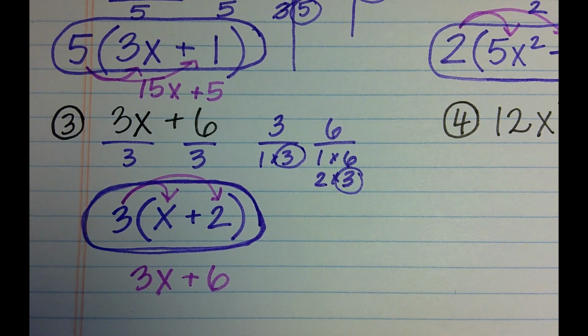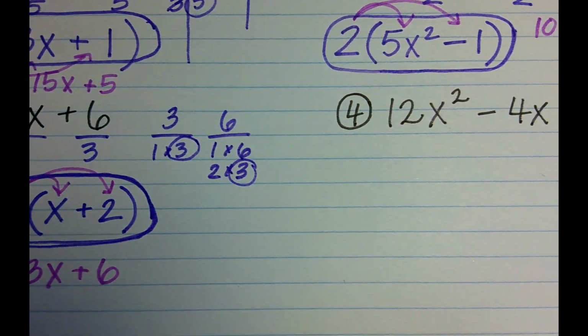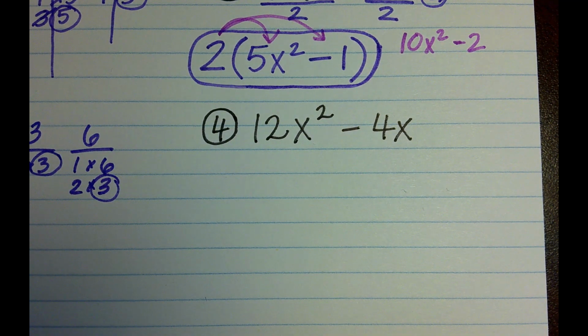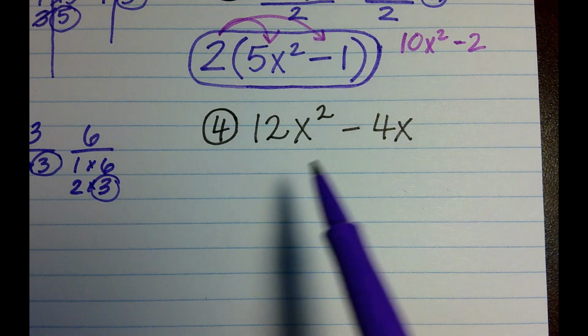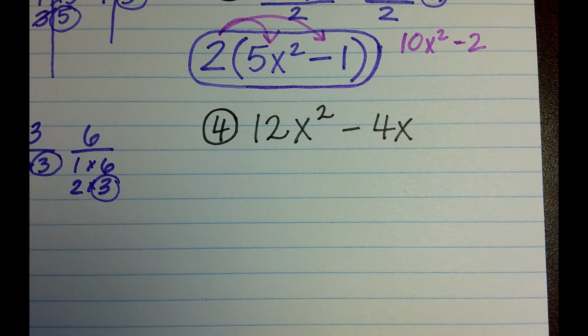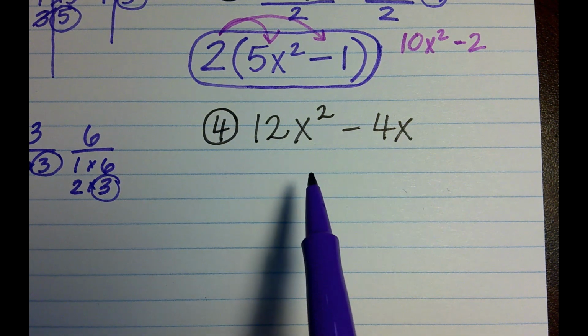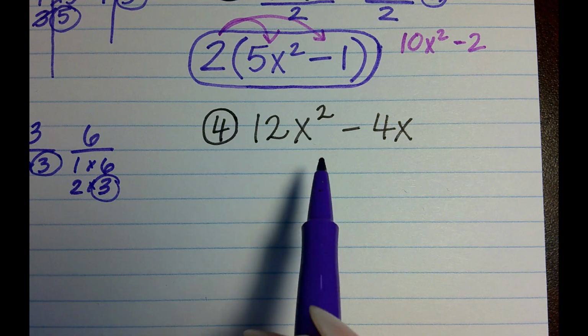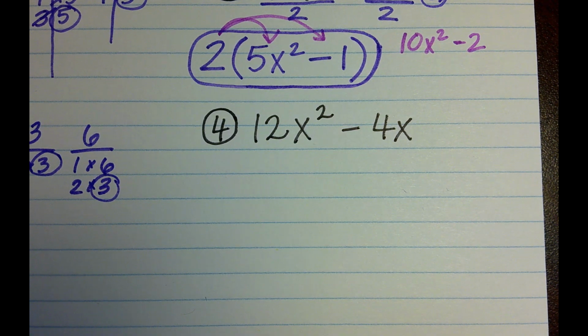Let's look at number 4 then. This one's a little bit trickier because not only do we have numbers that are going to be a common factor, but we also have x's. Both terms have at least x. This one has x squared. What is that going to mean for us whenever we're finding our greatest common factor? They're going to have an x.